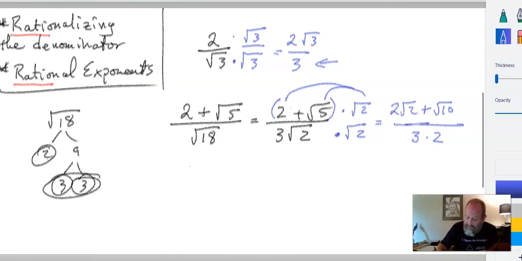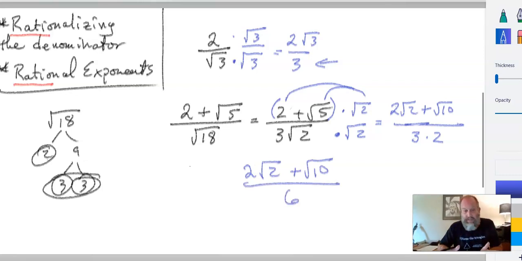And so I end up with 2 root 2 plus root 10. I have 2 times 3 here, so our final answer would be 2 root 2 plus root 10 over 6. And so the trick is that you actually have to multiply the entire numerator. You can't just multiply one term. If you miss one of those terms, you will get the wrong answer.